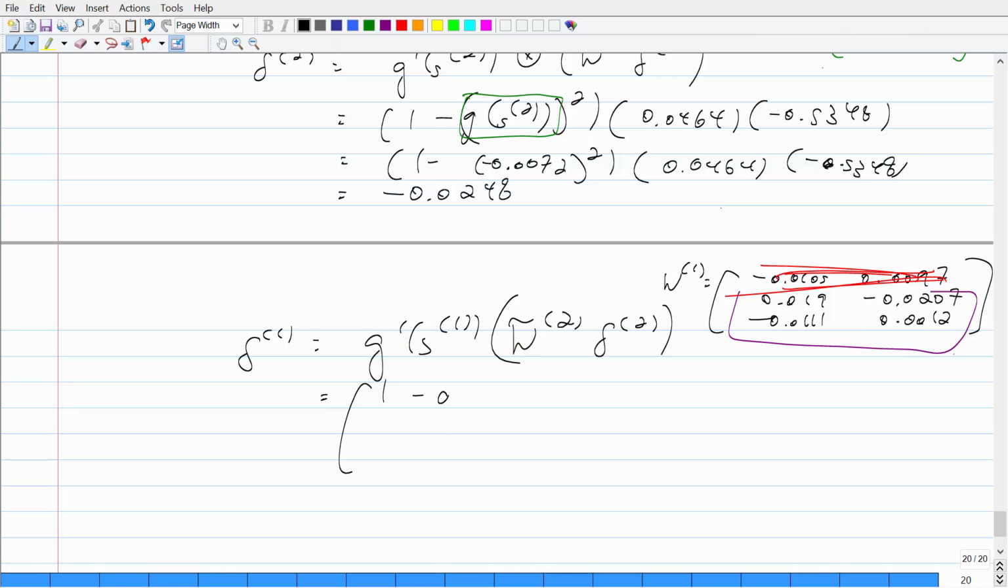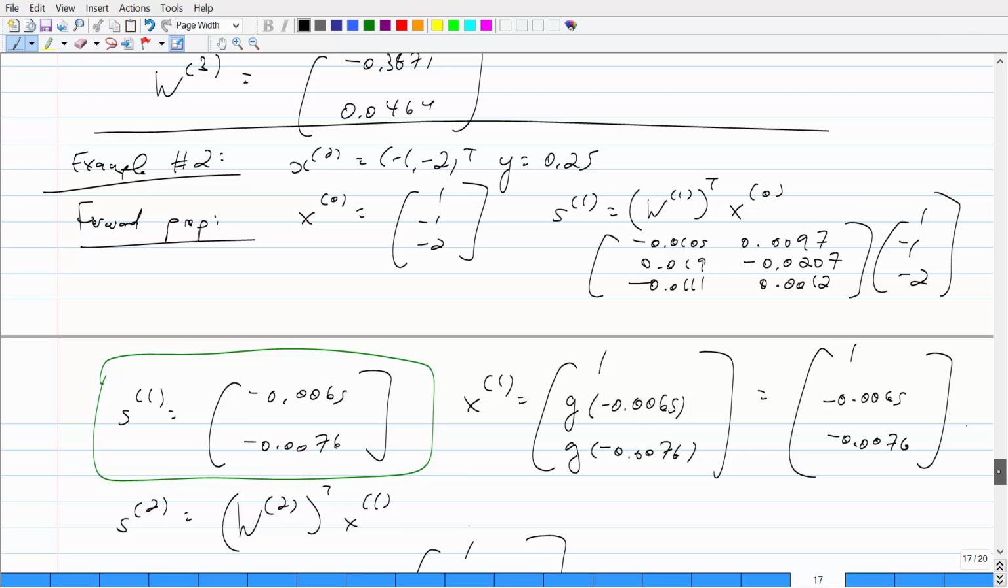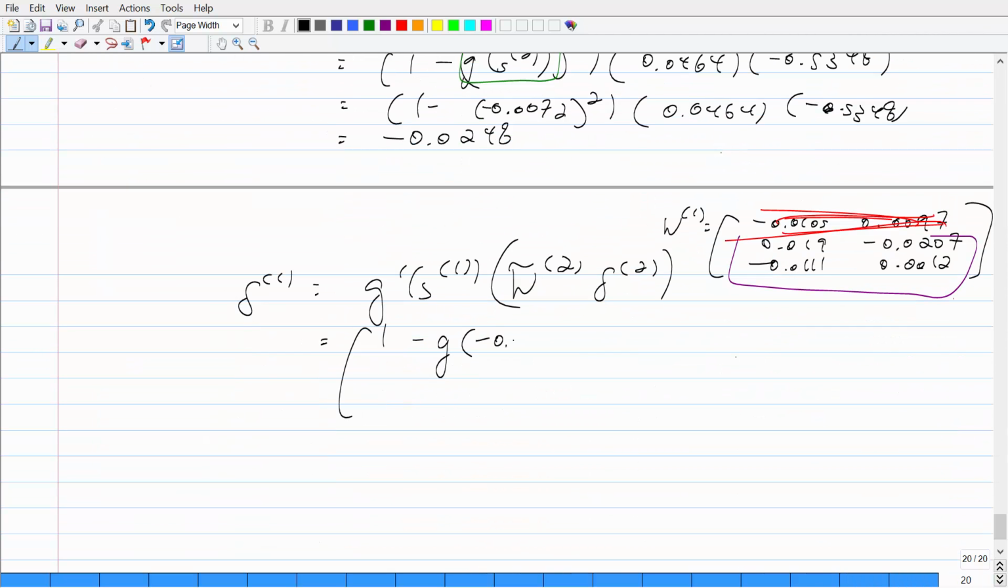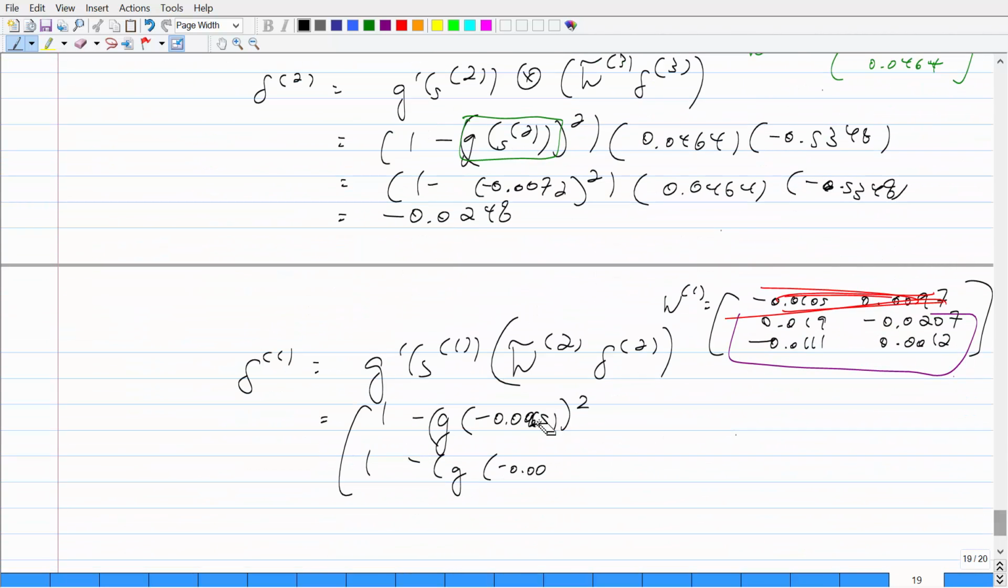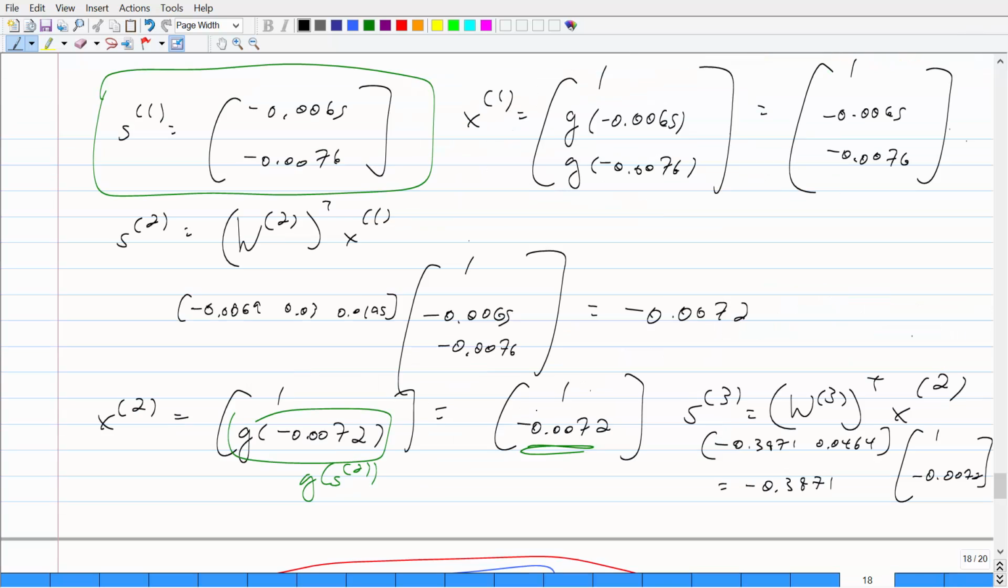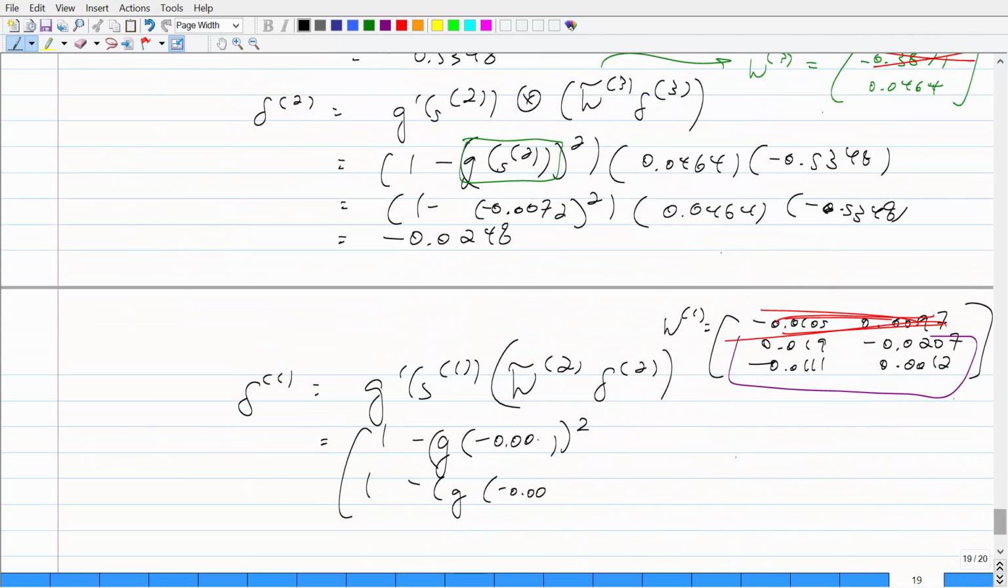So 1 minus, and then it was 0.065? Yeah, minus 0.0, okay. So minus 0.0065 squared, minus 0.00, can't remember, 65 and 76. Let me just clarify this, sorry. 6576, okay? And then this time you have to put this in because now it's implied.